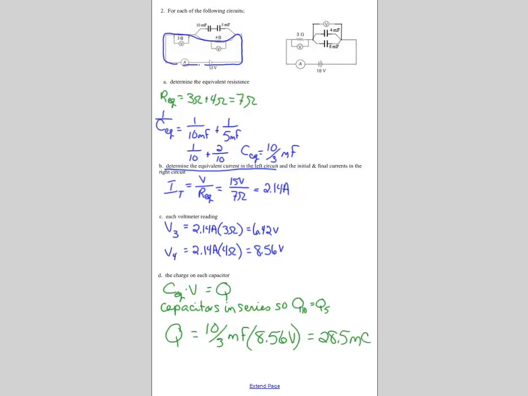We'll work through the other circuit in class, but that gives us an example of how to work with capacitors and resistors when they're in series and in parallel and in more complex circuits. And that takes us through chapters 19 and 20.